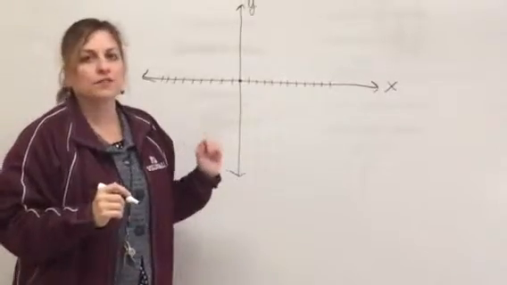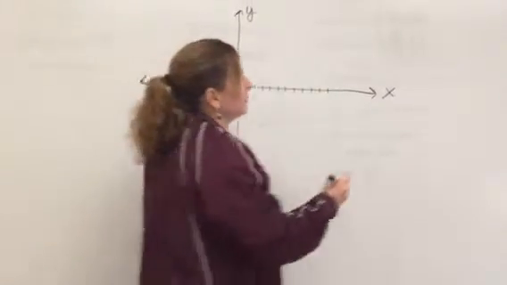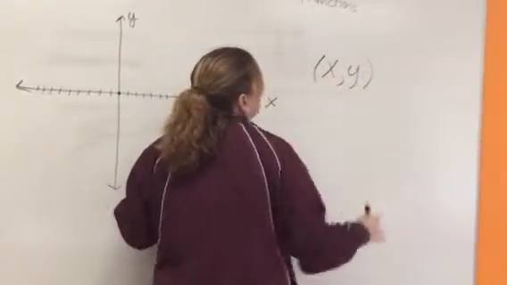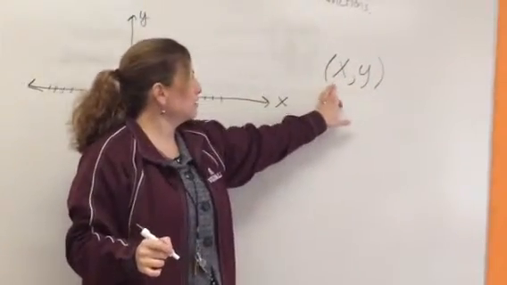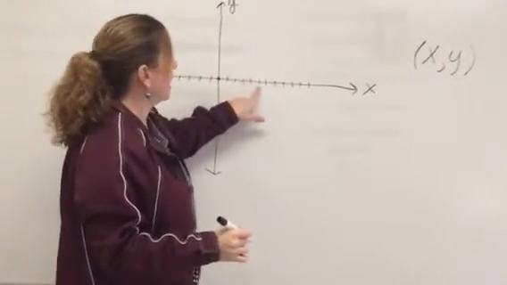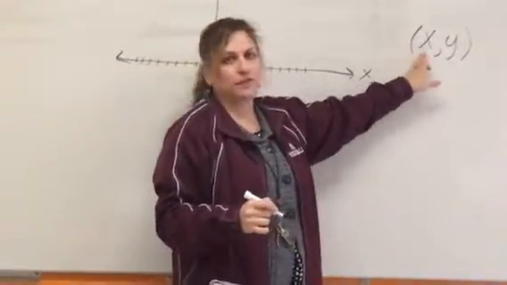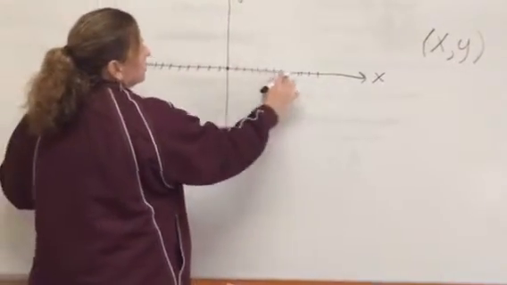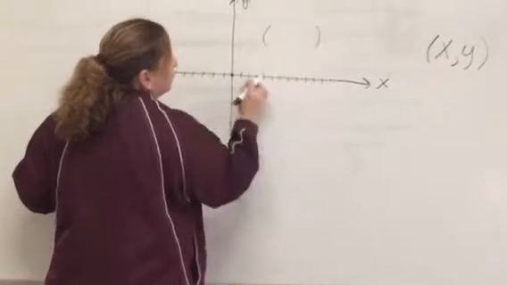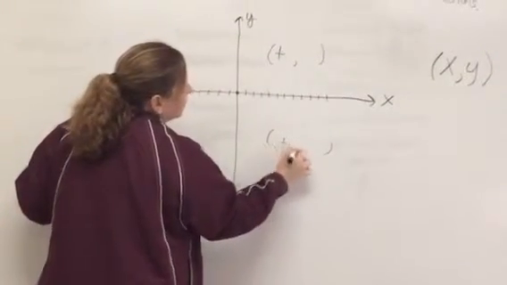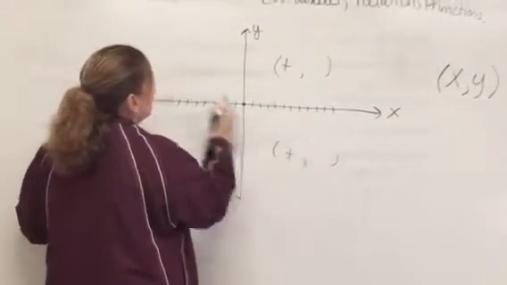X is always the first number in an ordered pair. An ordered pair looks like this, okay? You have your X and your Y. So if I said X was 5, I would put my 5 in the first spot because X is always in the first spot. So my X on this side is going to be positive. So if I had an ordered pair on either here or here, it's going to be positive.